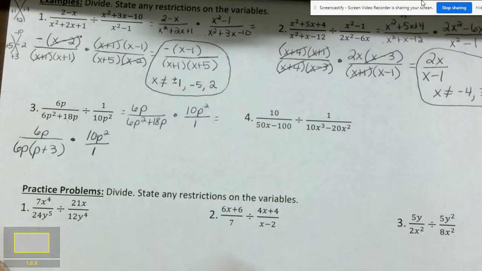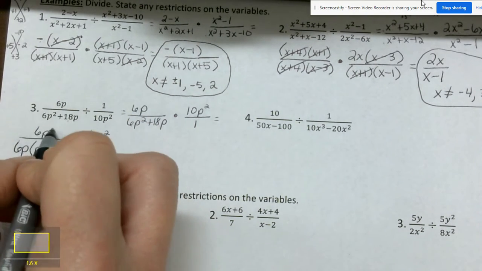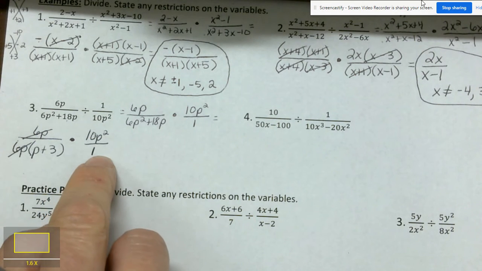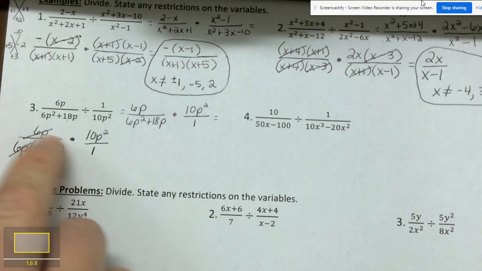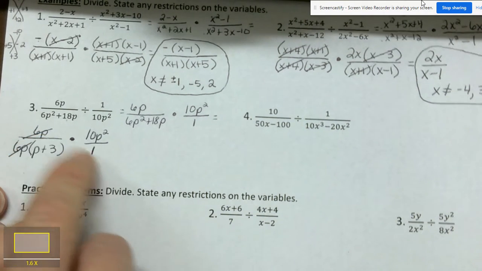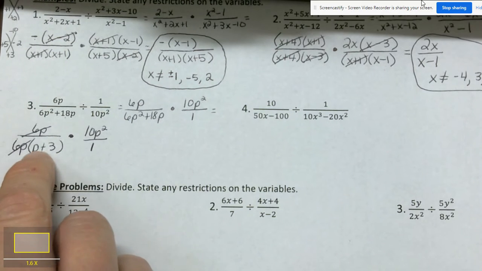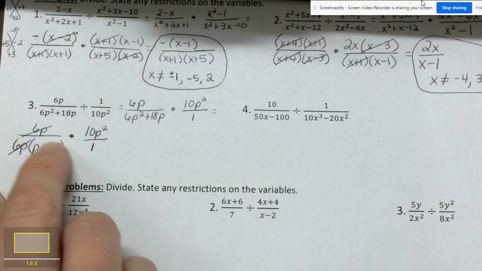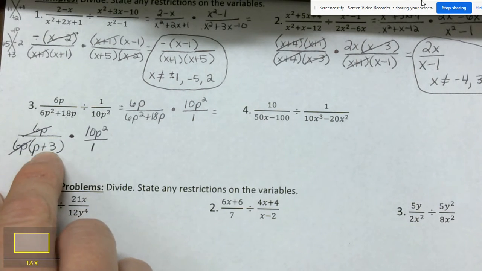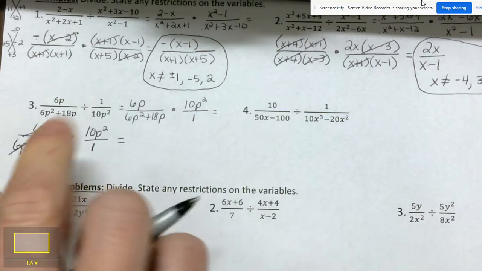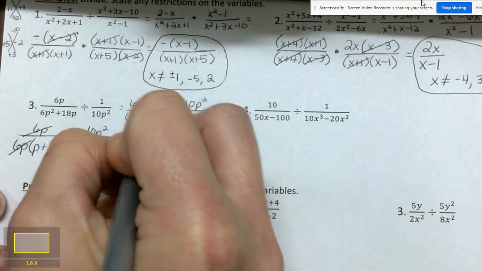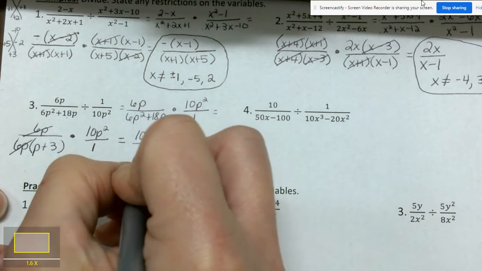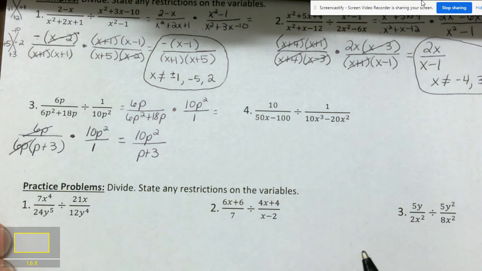All right, top to bottom, can we cancel? We can cancel 6p. Top to bottom here, there's nothing to cancel. Diagonally here, I've already canceled all that out, so there's nothing to cancel. And diagonally this way, you cannot cancel. Remember, you can't cancel that p squared with that p because this p is part of p plus 3. It's all one thing. Okay, so now we multiply. On top, we're left with 10p squared. And on the bottom, p plus 3 times 1 would be p plus 3.